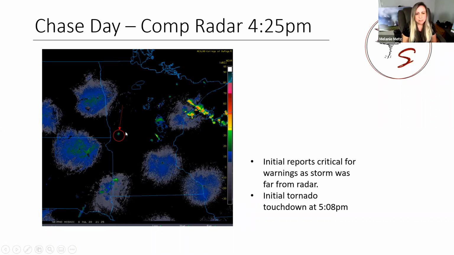And on radar, this is all it looked like. This is, again, that composite radar image. There's a tiny little green yellow dot on radar at 4:25 p.m. And this is an interesting image to look at because we can see where the radar sites are.